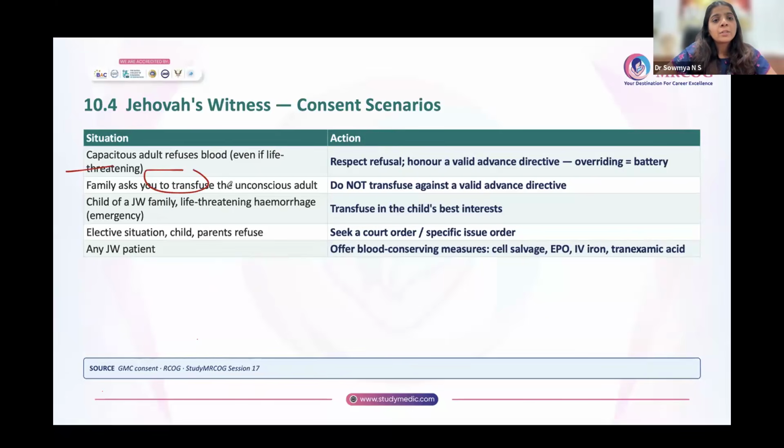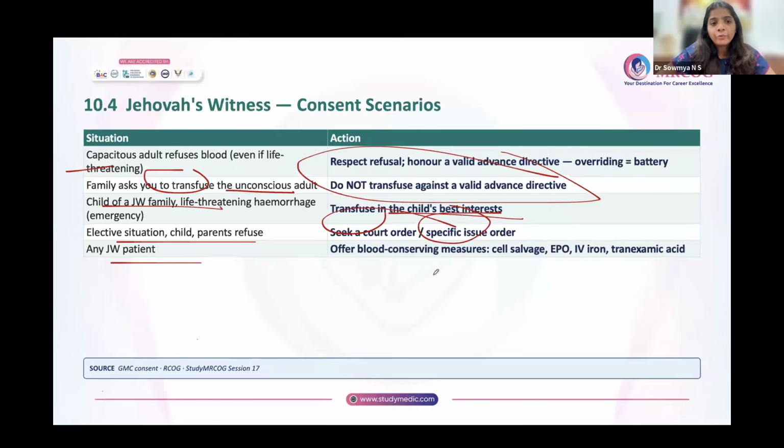Family asks you to transfuse blood to an unconscious adult: if there is a valid advance directive, you can't proceed. Child: proceed in the best interest. Elective situation, child, parent refuses: seek a court order or a specific issue order. Any Jehovah's Witness patient.